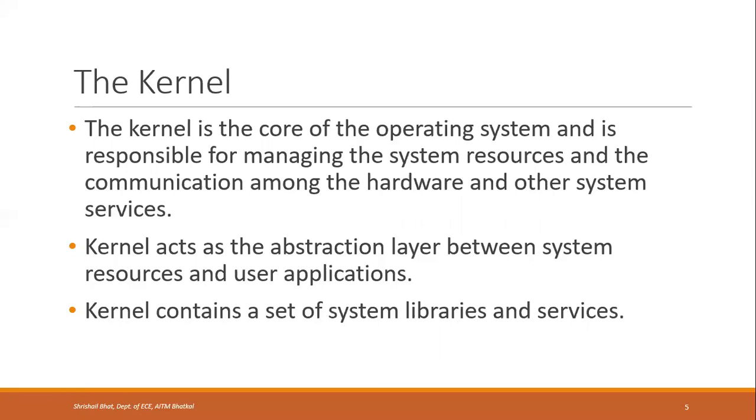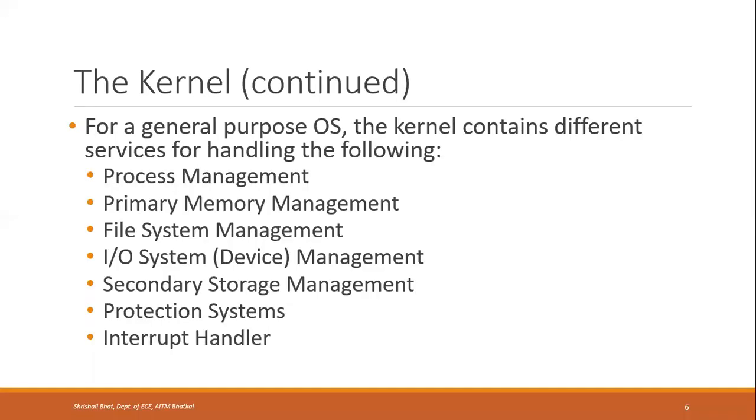So if the user applications have to access the system resources, it has to happen through the kernel. The kernel contains a set of system libraries and services. For a general purpose operating system, the kernel contains different services for handling the following: process management, primary memory management, file system management, IO system or IO device management, secondary storage management, the protection systems, and the interrupt handler. We will see each of these one by one.